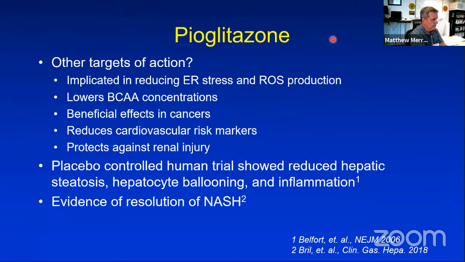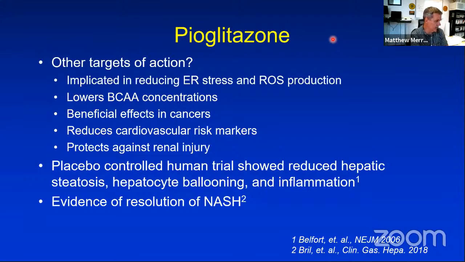Now, pioglitazone also has other targets of action. It's implicated in reducing ER stress and ROS production. It is known to lower BCAA concentrations. So we know that they have a strong correlation with T2D as well. It's been shown to have beneficial effects in cancers. I don't know that literature well, but I can only assume that the increased quality of your glucose homeostasis probably has benefits in cancer. They can reduce cardiovascular risk markers, and they can also protect against renal injury.